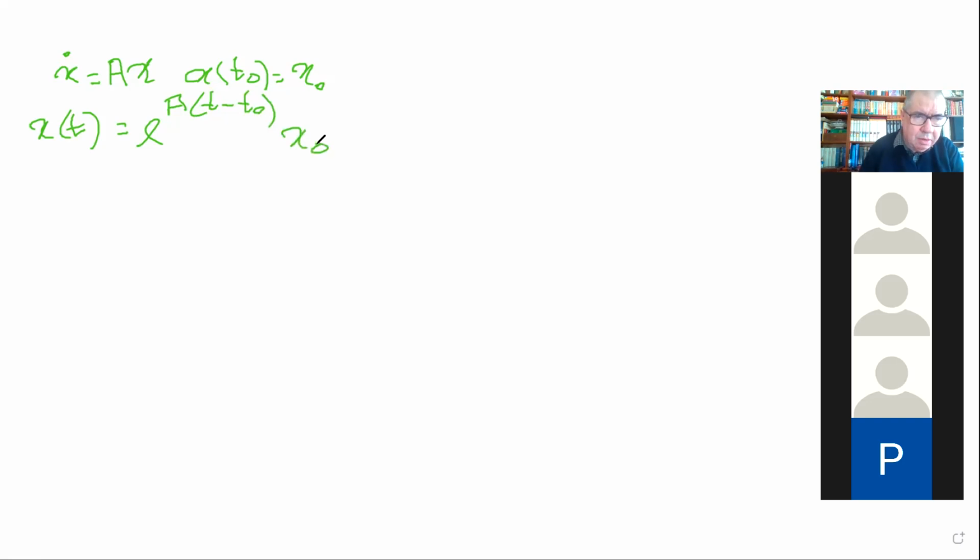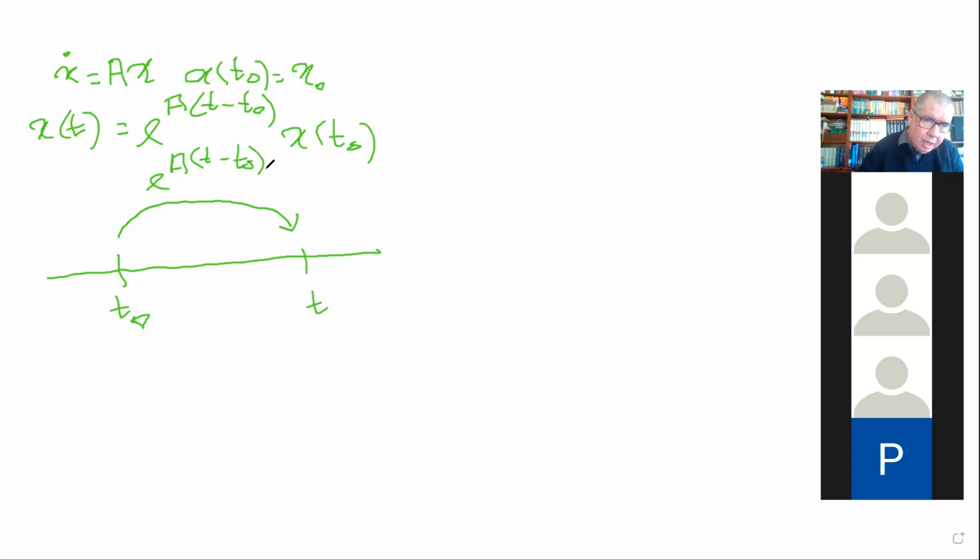Suppose that you have x dot equals A x with some x of t0 equal to x0. So you know that x of t is the exponential of A (t minus t0) multiplied by x0, or if you want, multiplied by x of t0. So to go from time t0 to time t, you multiply by the exponential of A (t minus t0).